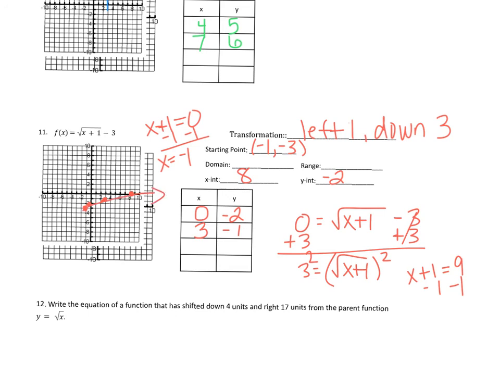Okay. My domain, again, starts at my x value. My x in my vertex is negative 1, infinity. And my range is my y, which is negative 3, infinity.